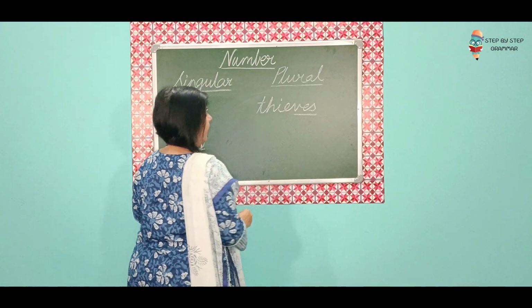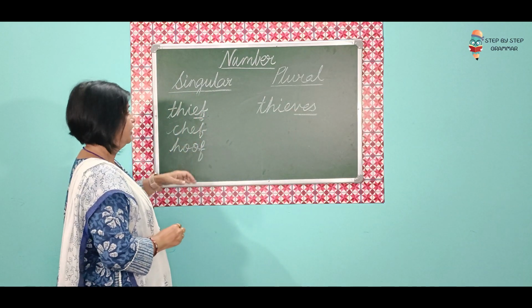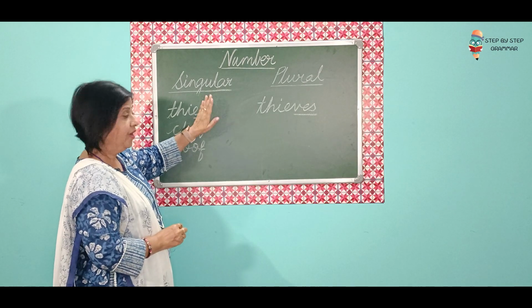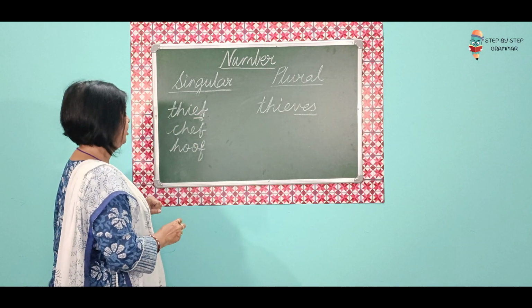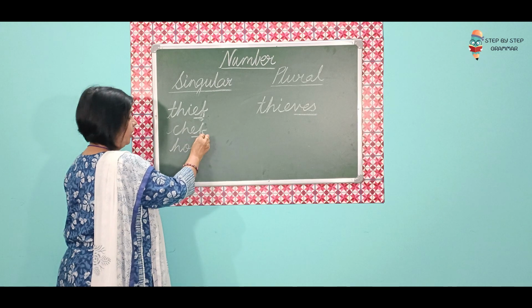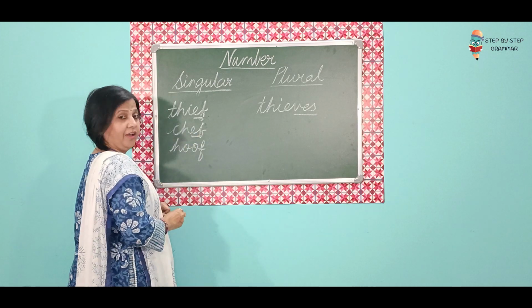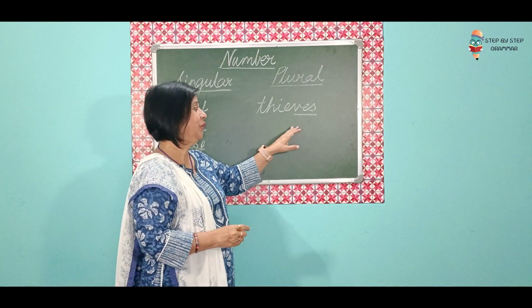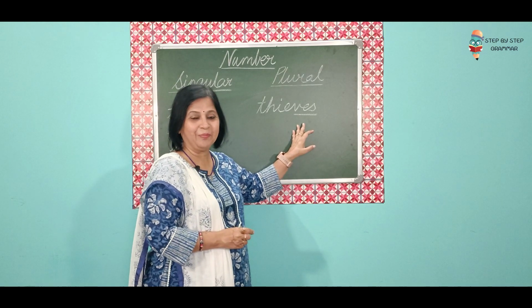THIEVES. So we are adding VES. We have just dropped F. Similarly, we can see chef. Chef also ending in EF. But we will not add VES this time.